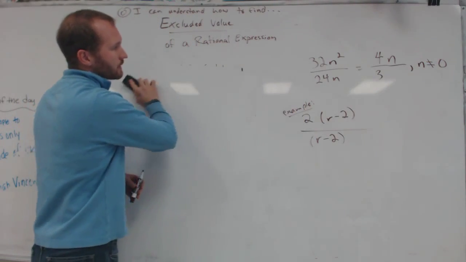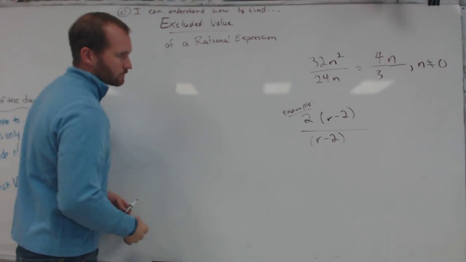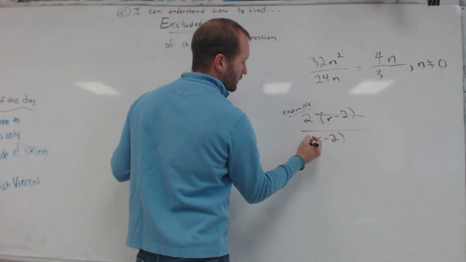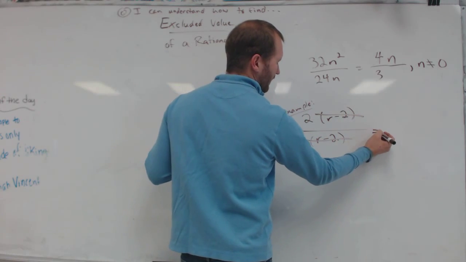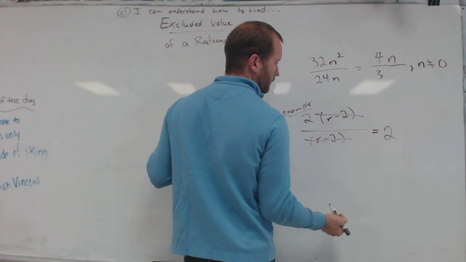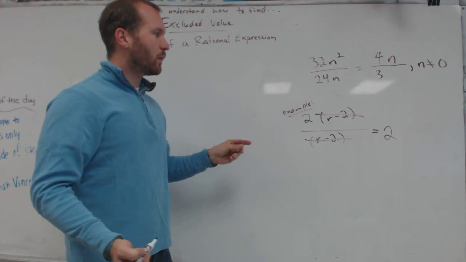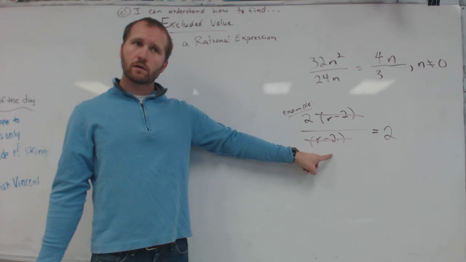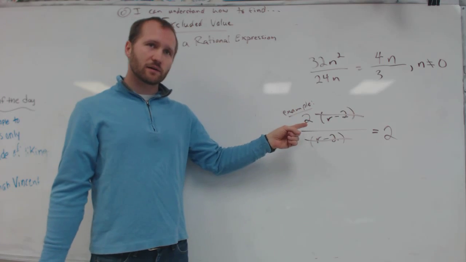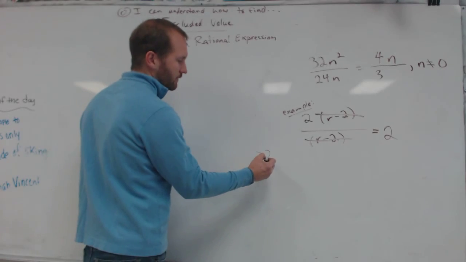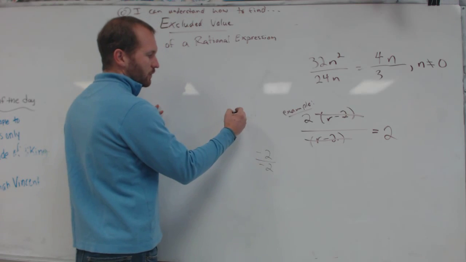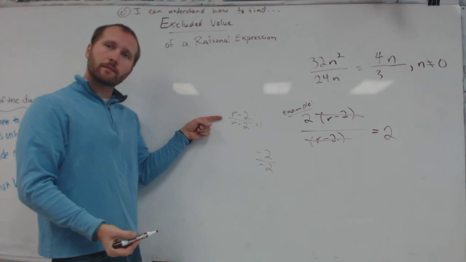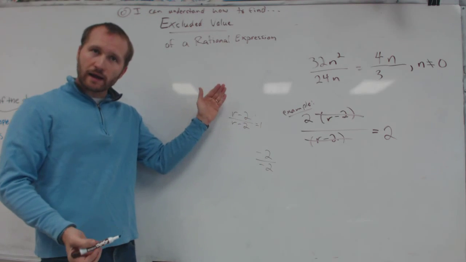So I have 2 times r minus 2 over r minus 2. Yesterday we would have simply reduced this by crossing out the r minus 2 and the r minus 2, leaving us with 2. When can I not cross off r minus 2 over r minus 2? When r is 0? If r is 0, then I have negative 2. What I'm crossing off is r minus 2 over r minus 2, right? I'm saying that that equals 1, which is why I can factor it out.